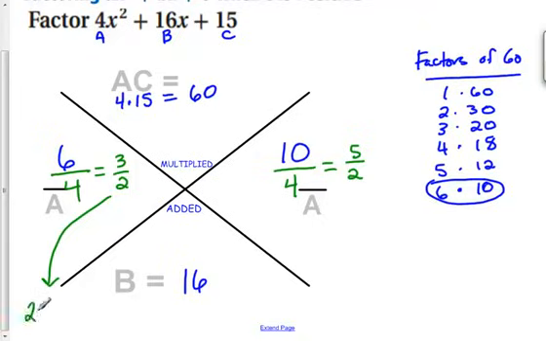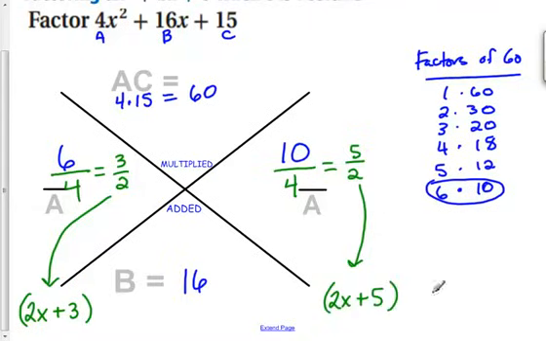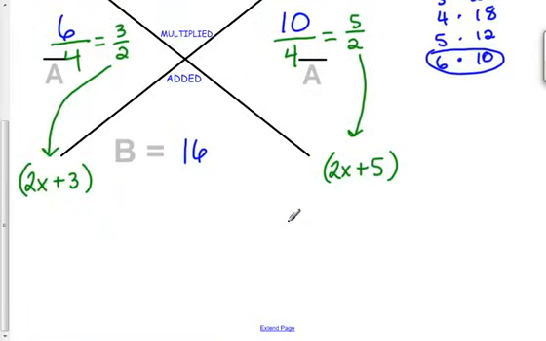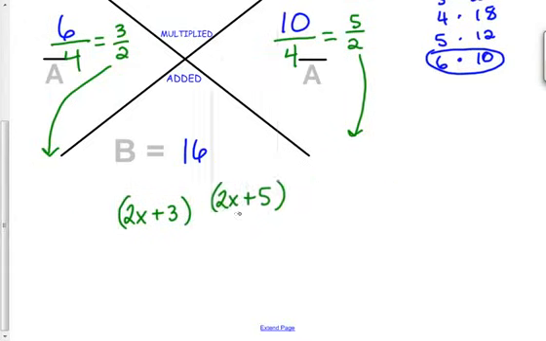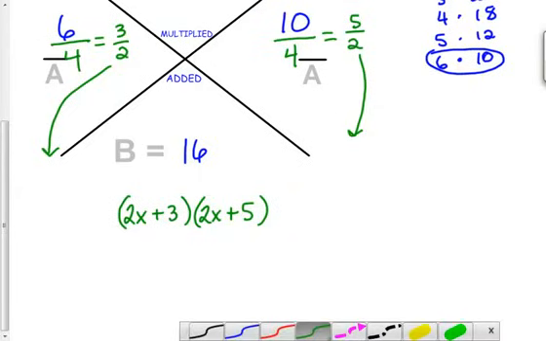So this becomes 2x plus 3, and that would make up our first binomial. And then bottoms up for the second one is going to be 2x plus 5. So our solution, or factored form on this, would then be 2x plus 3 times 2x plus 5. And if we've done it correctly, we can use whichever method we want, the FOIL or the box method, and check our work.